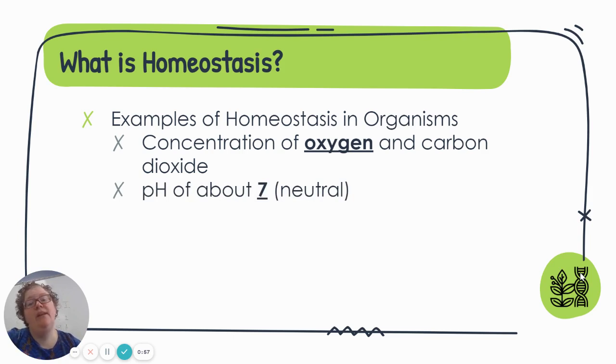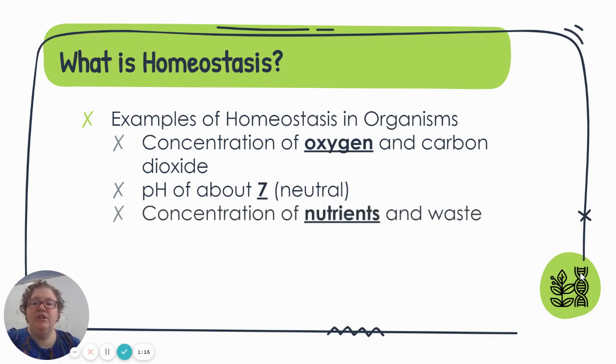pH of about 7. So if the pH is too high, that means it's too basic. That is not good for cells and organisms. If it's too low, that's too acidic. That's not good either. The cells in an organism cannot continue their normal life functions if the pH is not around 7. So, concentration of nutrients and waste.